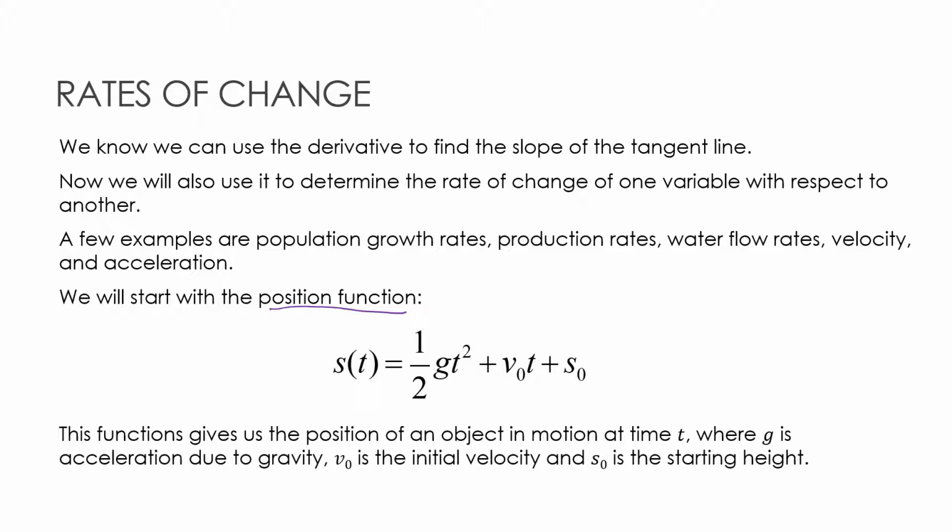If you've taken physics, you've seen the position function. If you've taken MA 102, which you should have to be in this class, you've seen the position function, but we didn't use derivatives with that. So what we're going to look at is the position function, where g is the gravitational constant, v sub 0 is the initial velocity, s sub 0 is the initial height or initial position.